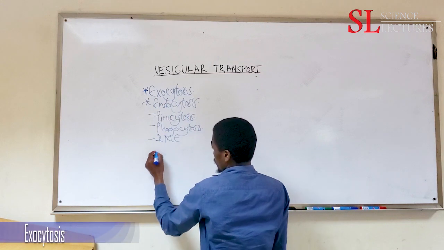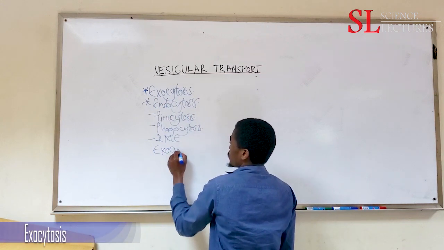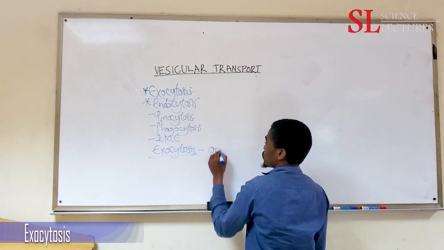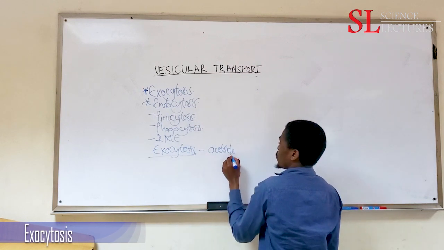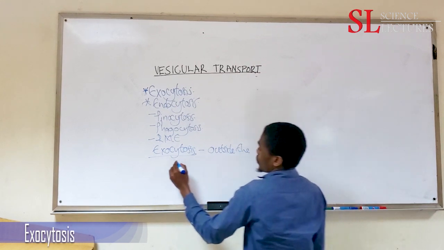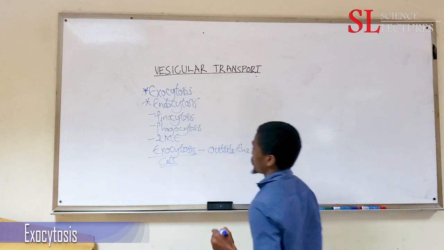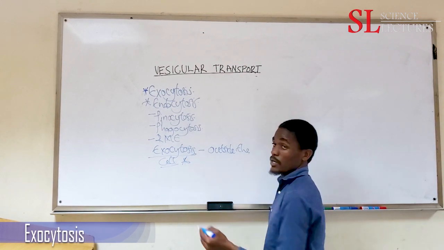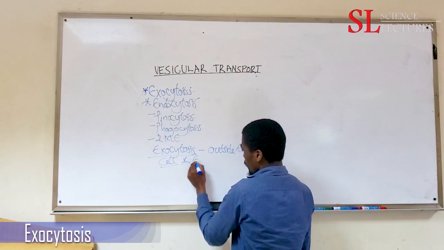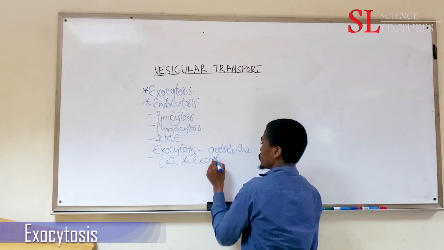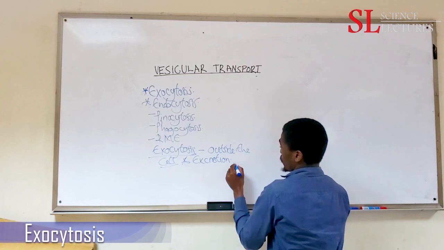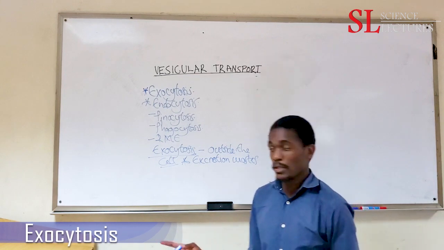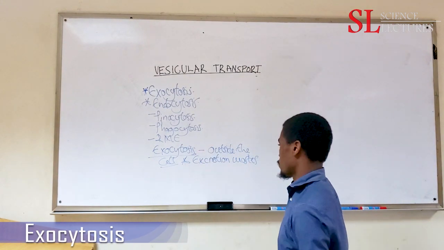Exocytosis is simply transportation of molecules outside the cell. So we are transporting molecules outside the cell. Exocytosis can be very important in a cell, in that it can help in excretion of materials, waste products, excretion of wastes from the cell. So we can excrete waste from the cell by simply the aid of exocytosis.